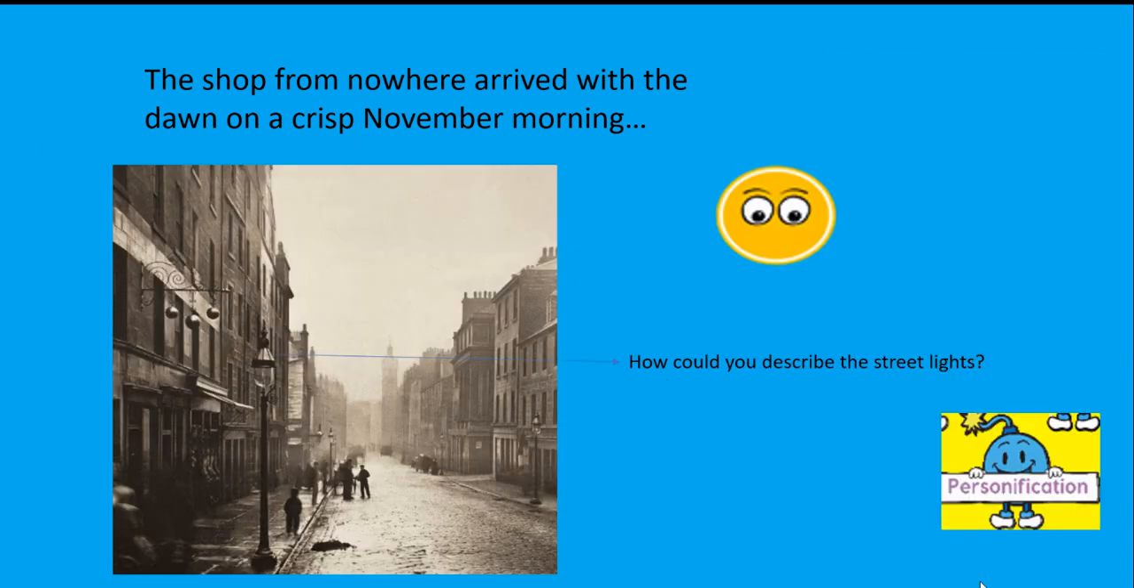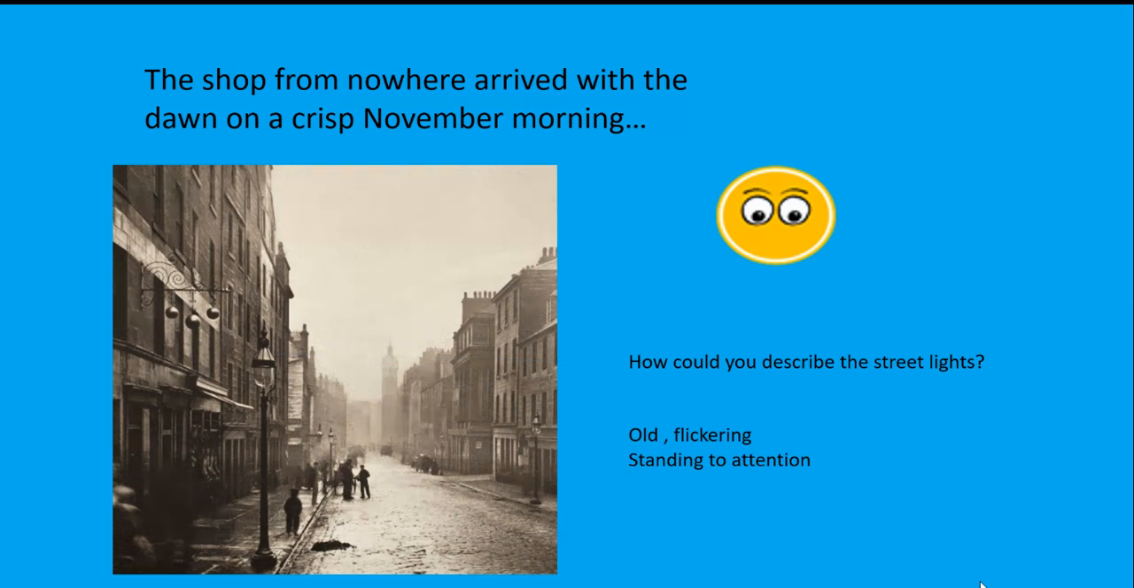And let's see if we can use some personification. So we spoke about the street lamps, and now these old-fashioned street lamps would have been lit, and there would have been a flame flickering inside the lamp there. So how could we use personification to describe the street lamps? Do that now on your piece of paper. So I described the street lamps as old and flickering and standing to attention. Perhaps you could describe them as blinking even.